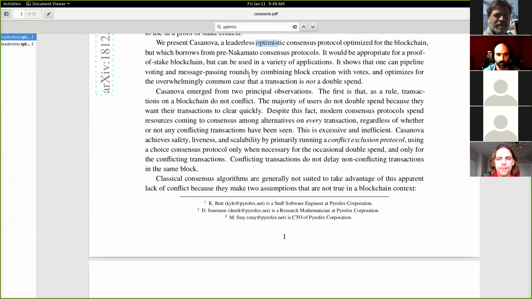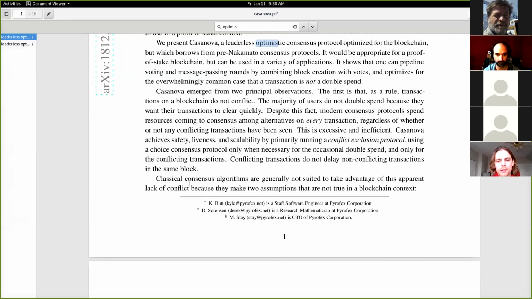All right. On the last sentence, they say conflicting transactions do not delay non-conflicting transactions. Yeah. Okay. So I guess this is where he's just stating things. Here's a thing that's true with no justification. Here's a thing that's true with no justification. And maybe the justification comes later. Yeah. All right, so let's see.